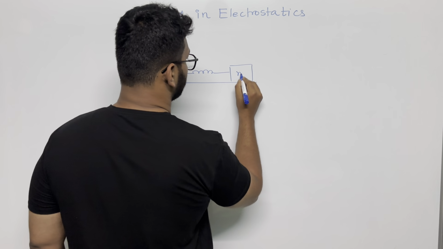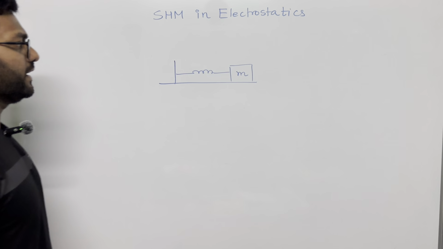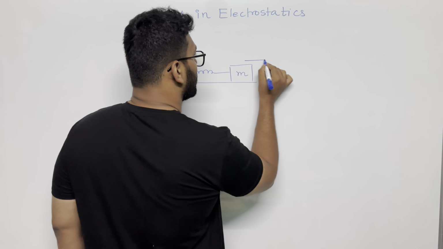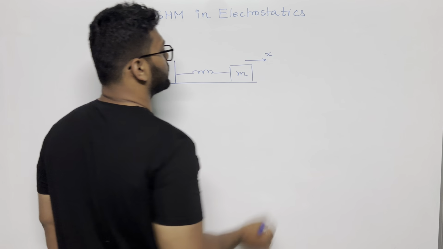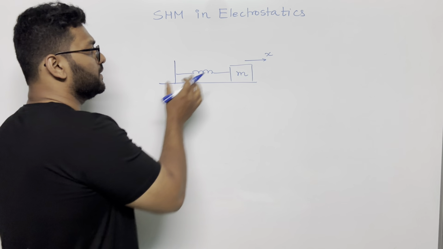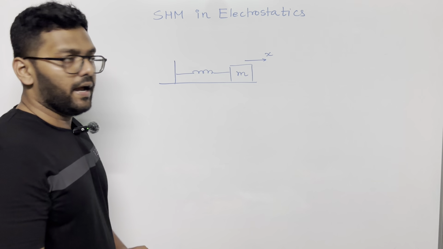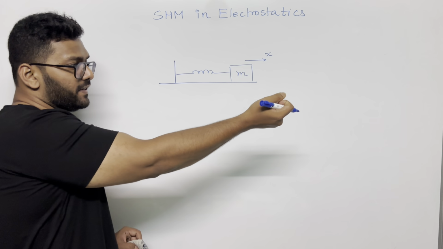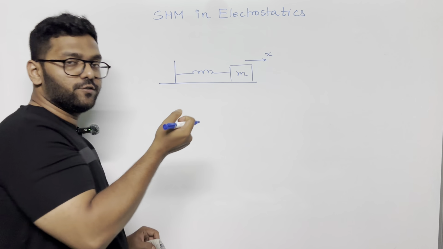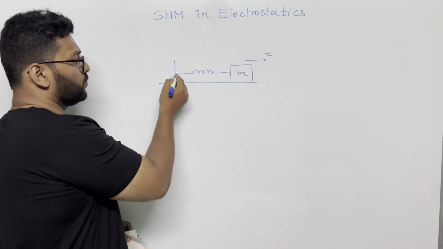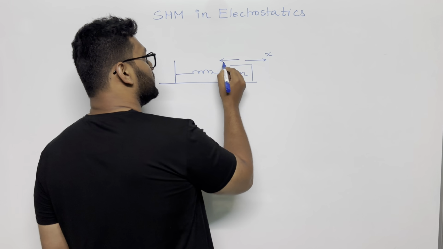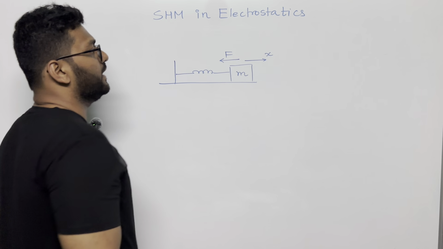This is one of the examples. This is mass m and it is kept on a frictionless surface. If I displace this block by a certain amount x, a very small displacement, what will happen in this case? The spring will get stretched, and as a result the spring will try to pull the block towards itself, or towards the wall, you can say.